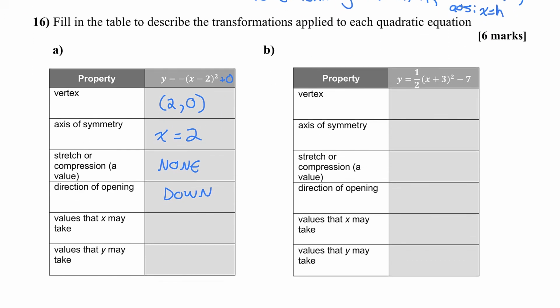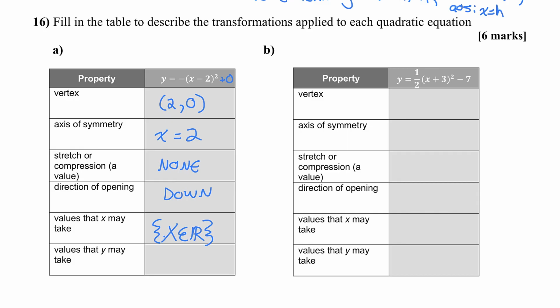And the values x may take, that just means the domain of this function. So basically, what could we sub in for x and be able to get an answer? For a quadratic, the domain is always x is an element of real numbers, which means x could be anything.